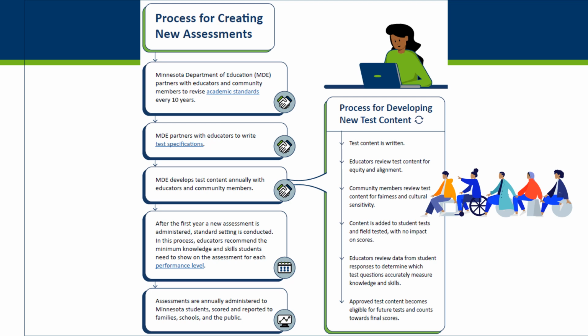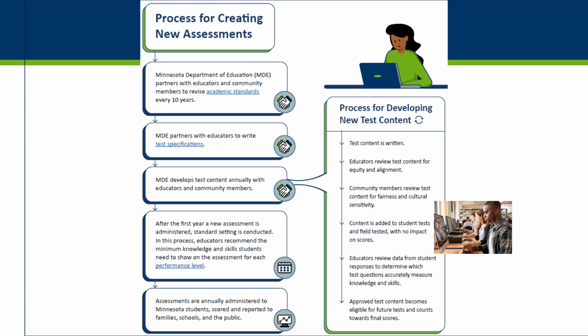Once those items are approved, they go on to be field tested on an MCA or alternate MCA. When an item is field tested, they do not count for or against a student's score. Instead, the student performance on each item is collected and evaluated. It's the item that we are studying at this point, not the student's performance.